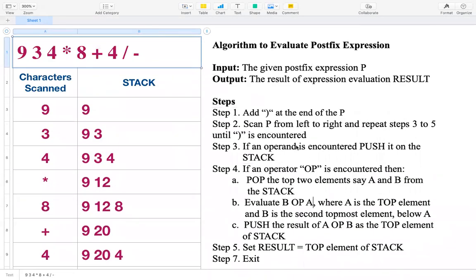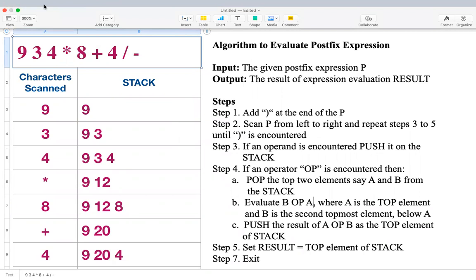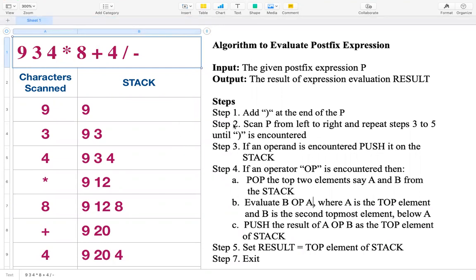Now, there is one distinct point between the algorithm for evaluating a postfix expression and the algorithm for changing from an infix to a postfix. In case of the postfix expression evaluation, the operands are pushed into the stack. Well, in case of the infix to postfix expression conversion, operators were pushed into the stack. So you should remember this difference. If you remember this difference, it will be easy for you to write the algorithm on your own also, because there is not much difficulty in writing the algorithm if you understand the logic.